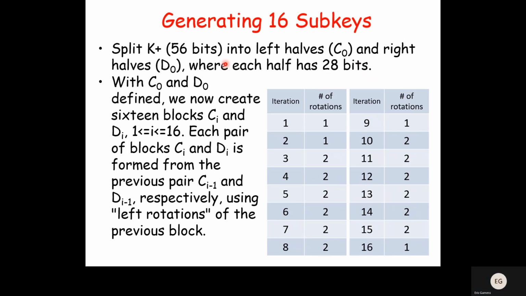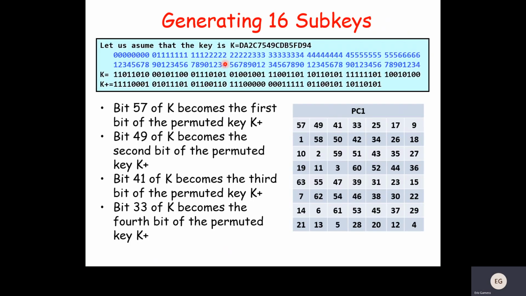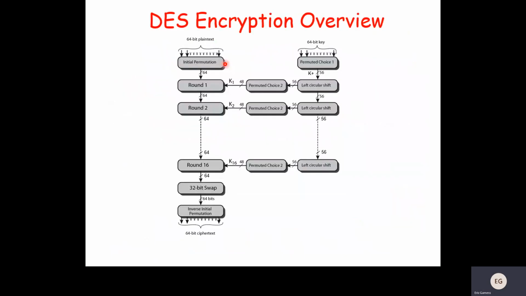Then we need to apply rotations, left rotation. So let me show you again the first slides. We just applied PC1. So we went from 64 bits to 56 bits. Now we need to make a left rotation, and then apply PC2 to get the first subkey, K1.